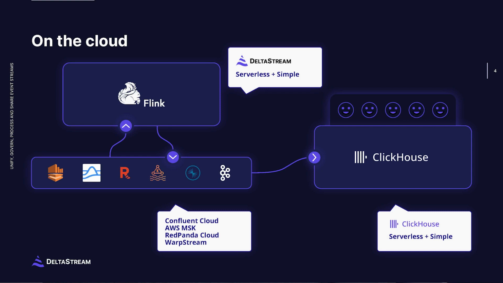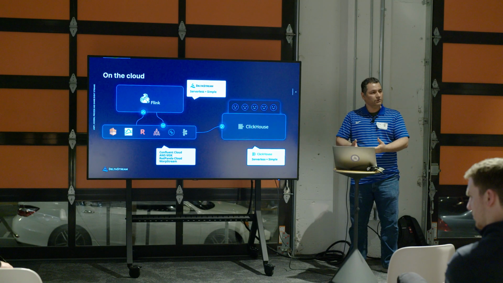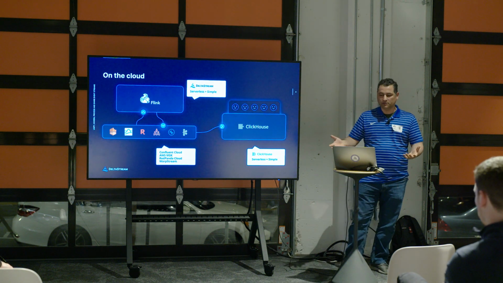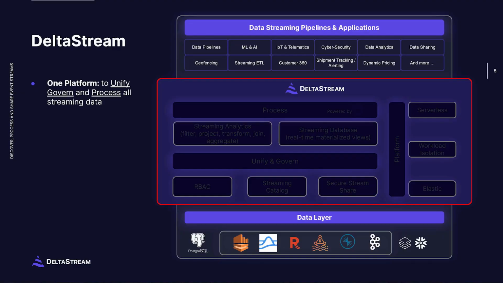Deltastream is a serverless stream processing platform on which you can build streaming pipelines on top of streaming storage systems like Kafka, Kinesis, Pulsar, and so forth. You don't have to even think about Flink or Flink clusters. You just connect to your streaming data sources and start building pipelines, writing queries in SQL, and so forth. A little bit about the high-level architecture of Deltastream.